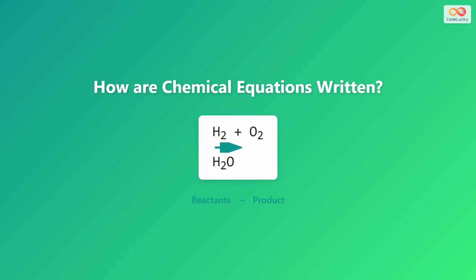Chemical equations follow a specific format. Reactants are written on the left side, and products are written on the right side. Between them, we place an arrow that points from reactants to products. For example, hydrogen gas plus oxygen gas yields water. The arrow essentially means reacts to produce or yields. This simple structure makes it easy to understand the direction of the reaction at a glance.